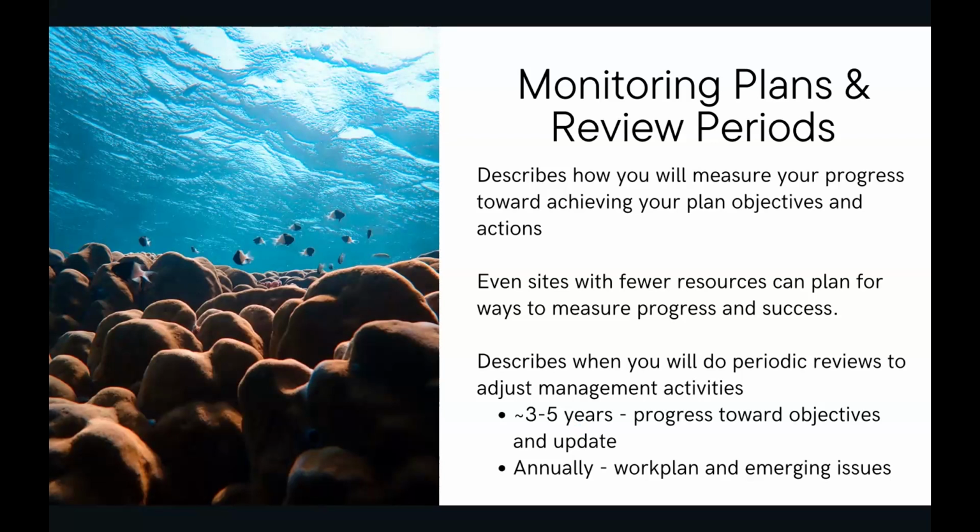You don't want to just be monitoring things randomly that aren't giving you the information that you need and that will help you understand your progress. So thinking about how any biological or socioeconomic monitoring or even community discussions are helping to give you information about progress toward your ultimate goals or your objectives. So you want to describe in your methods what you're going to monitor and how you're going to track progress.